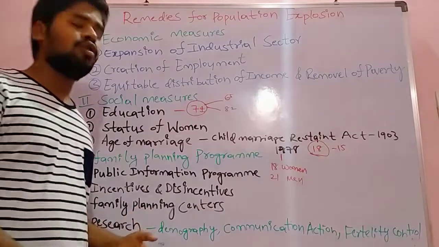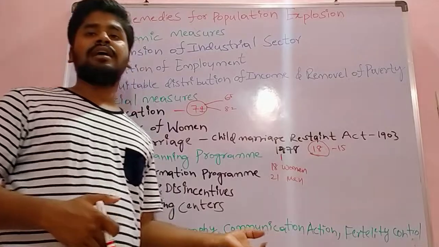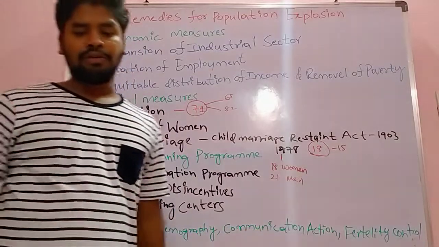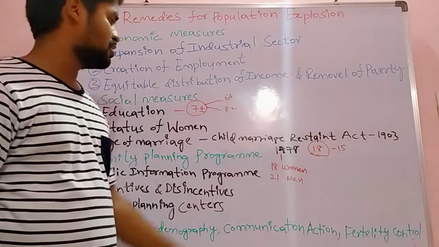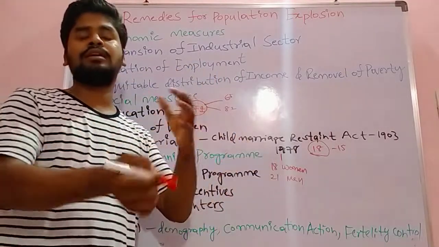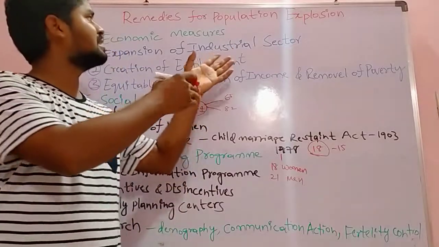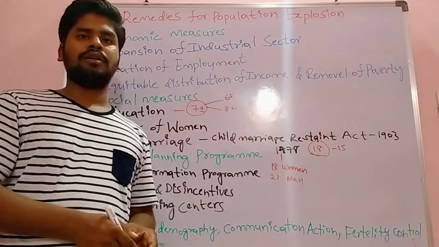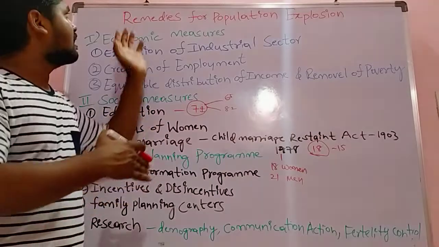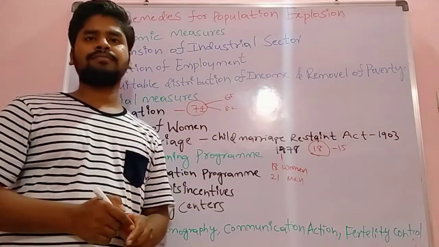And the government has to research demography, communication, action, fertility rate and reproductive biology, all those things, and maintain better research to get positive results towards decreasing the population. So these are the remedies for population explosion, right?